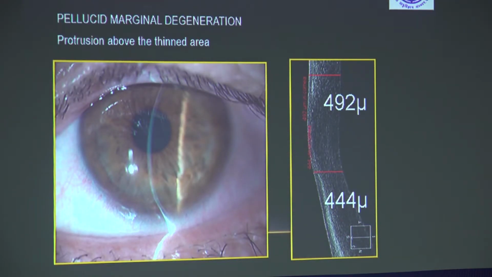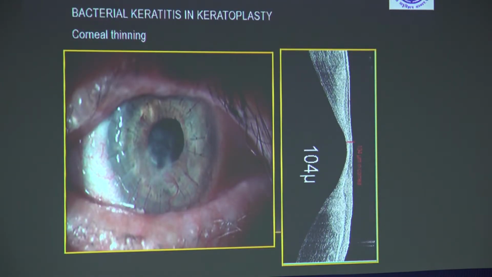Similarly, in various corneal ectasia disorders like pellucid marginal degeneration, or even for that matter keratoconus, you can see the extent of corneal thinning or any sort of scar, or the level of scar if it is a healed hydrops. And definitely in bacterial keratitis also, you can do anterior segment OCT and find the level till which the infiltrates are reaching.